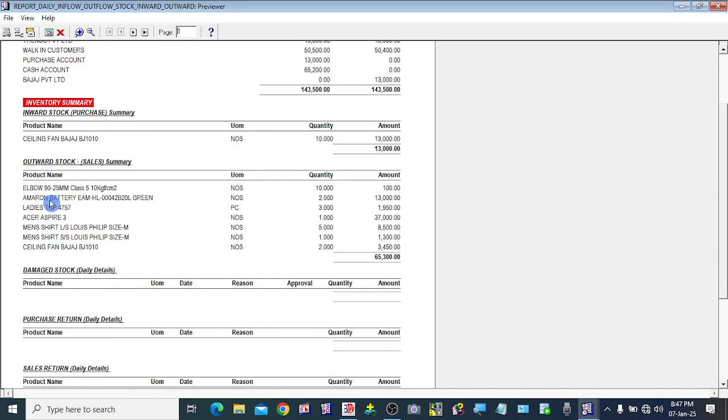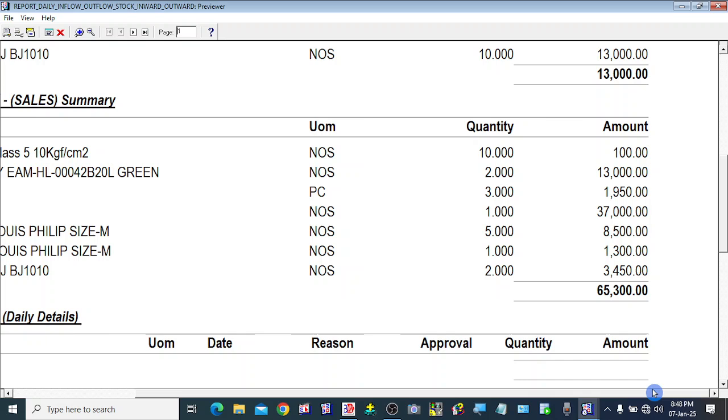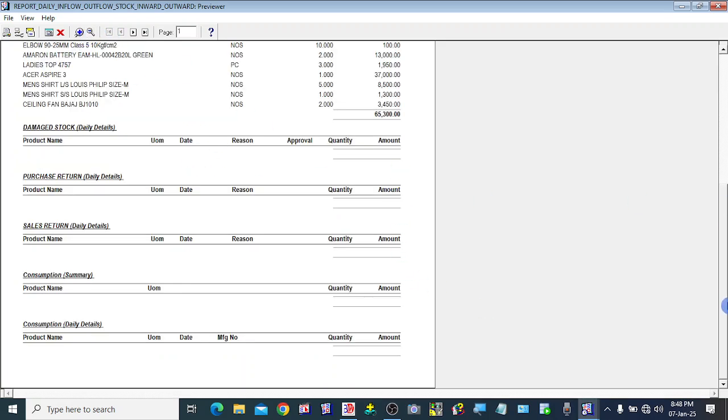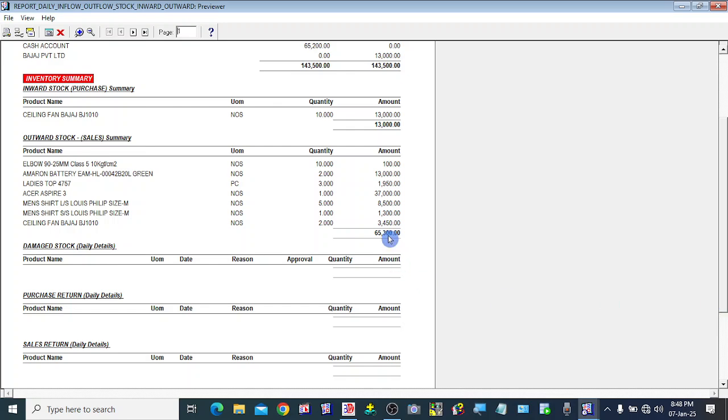The other information we can see is sales history during this 1 week time. These are the products we have sold. This is a summary of all the products we have sold during the date range we have entered. Here we can see these are the items, quantity as well as 65,300 worth goods we have sold. This inventory information is 65,300. Here at the top side we can very easily reconcile this figure with the sales account.